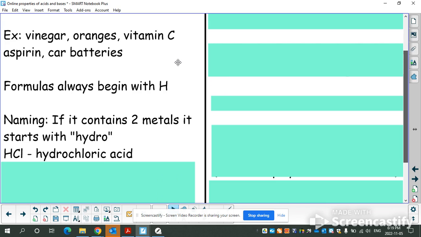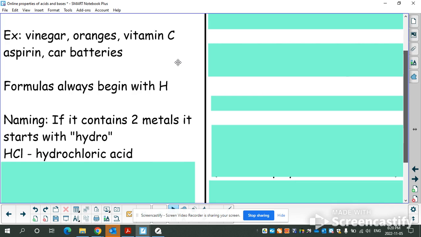Up until now, HCl we would have called hydrogen chloride, which is not technically wrong. It is a hydrogen ion attached to a chlorine ion, so hydrogen chloride. But because it's an acid and we want to recognize its special properties and the kinds of reactions it can do, we name it instead hydrochloric acid.